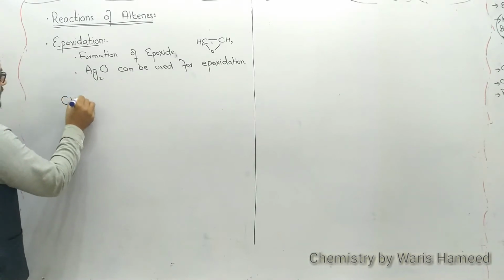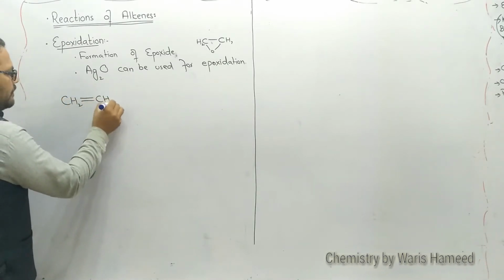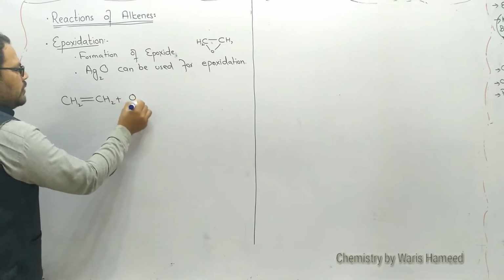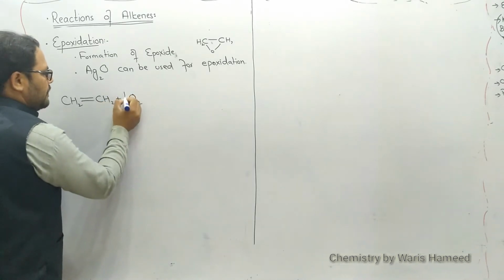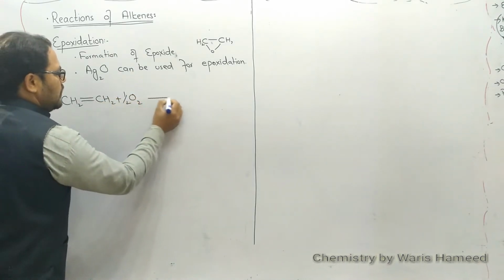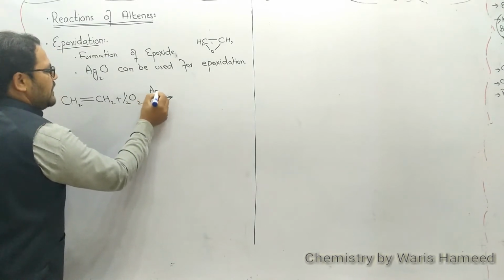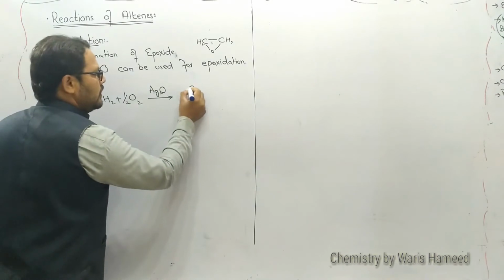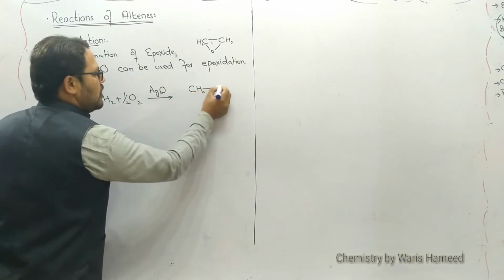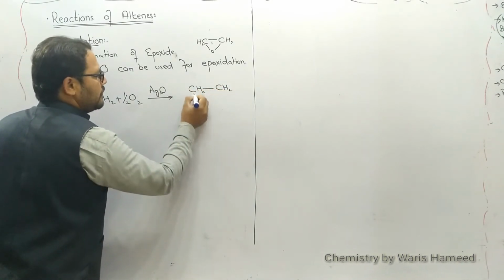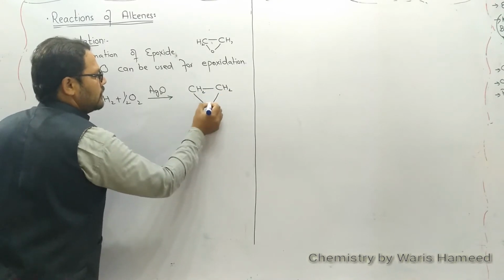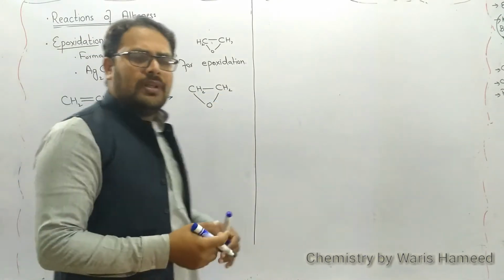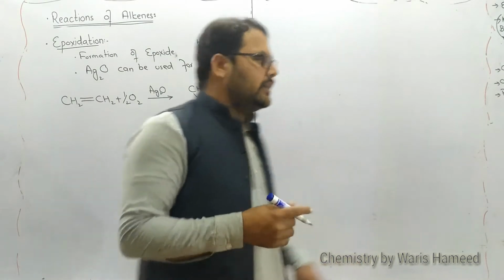Here is ethene, and now going to react with oxygen. In the presence of silver oxide Ag2O, this ethene will convert into epoxide. It is also known as ethylene oxide.